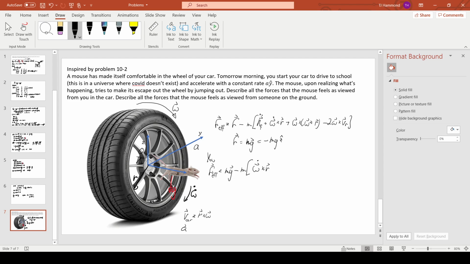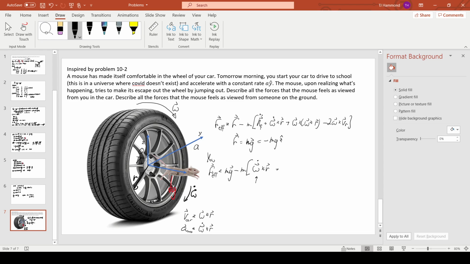But the acceleration of the car is going to be this omega dot cross r. Okay? So we actually do have this accelerating car, and so this tangential acceleration is actually going to be playing a role in this fictitious force this time.